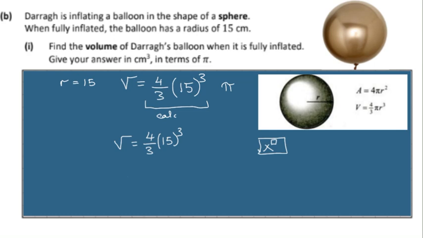So let's work that out. That's 3,375 there. Pi. And finally then, we will get 4,500 pi. And again, write in centimeters cubed. Always check what dimension we are working in. Sometimes it's area, sometimes it's length. In this case, it's volume.